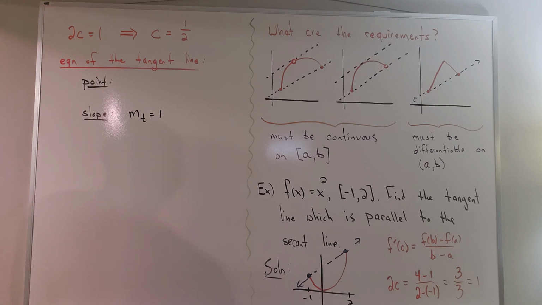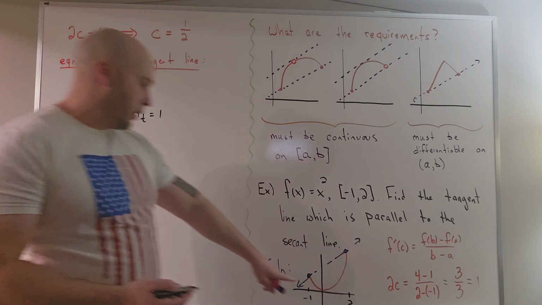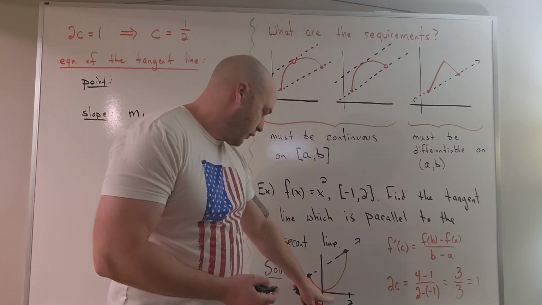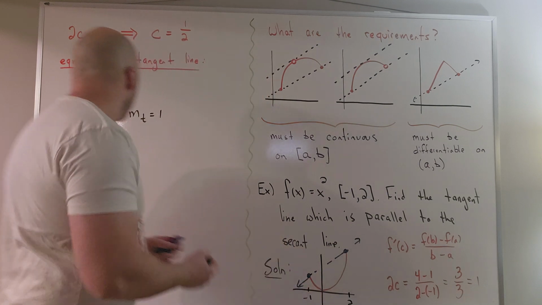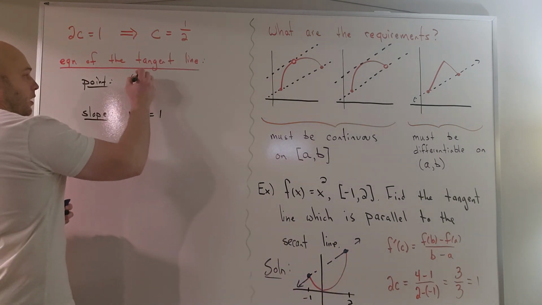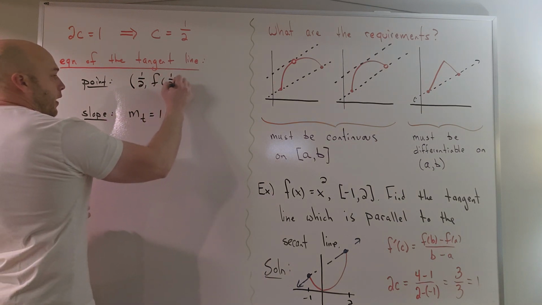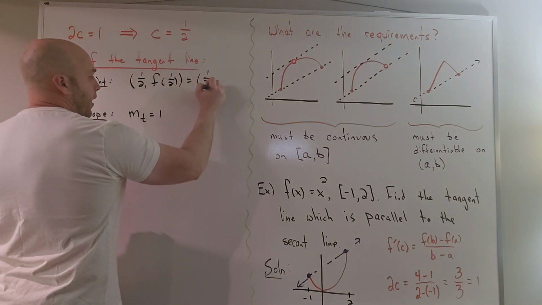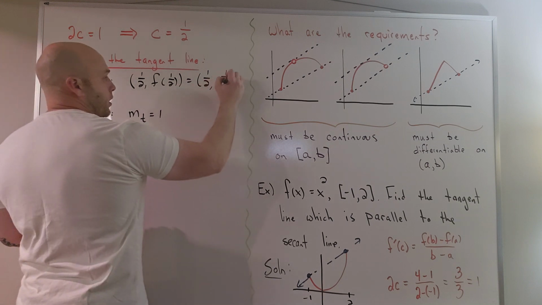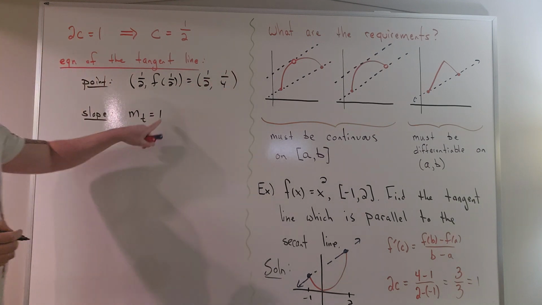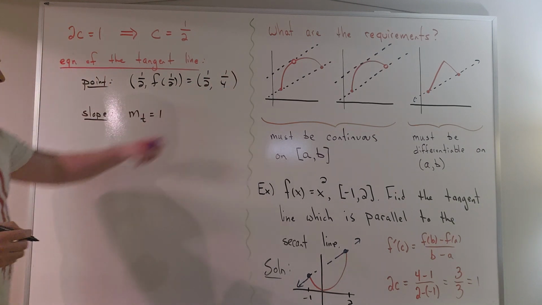And where does that occur? Well, it occurs when the c value, or in other words, the x value, is 1/2, meaning the point of tangency would occur at 1/2, comma, the function value of a half, which would be 1/2, comma, a half squared, which is a quarter. So there's my slope and there's my point of tangency.